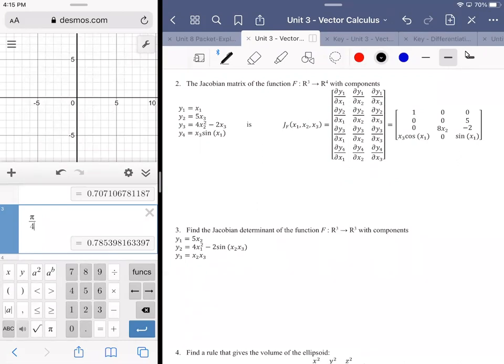Sorry, I was just going to ask if the Jacobian matrix is going to provide an explanation for why dV is equal to rho squared times sine phi times d rho d phi d theta, like when we're doing the triple integral.